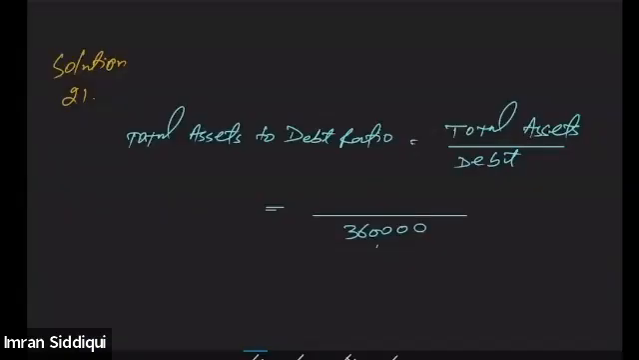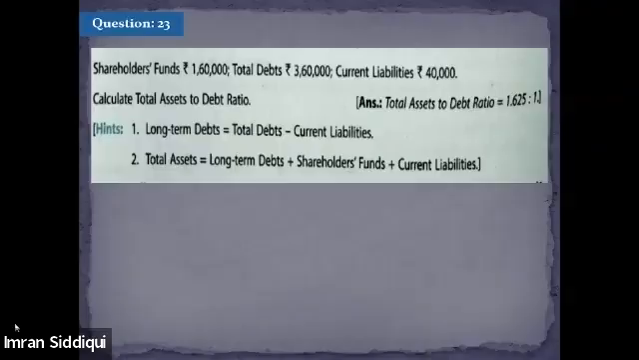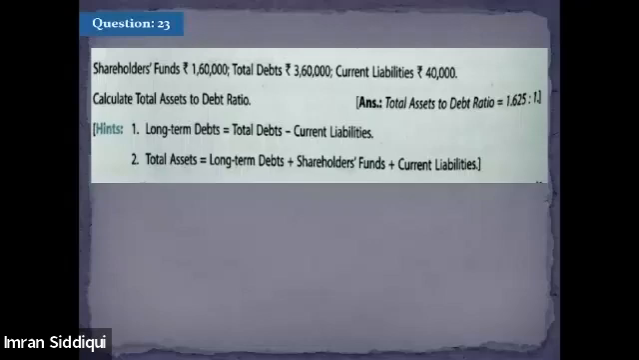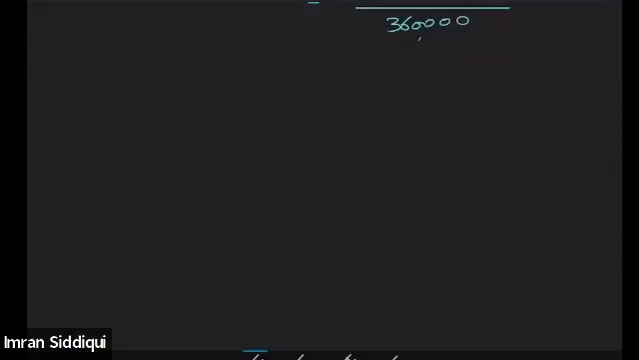See, in this question, this formula will be applied. Total asset to debt ratio equals total asset divided by the total debt. That is directly given in the question, 3,60,000. But the total asset is not given there. But there is certain information using which we can figure out the value of the total asset. To figure out the value of the total asset, we can use the formula for the shareholders fund.